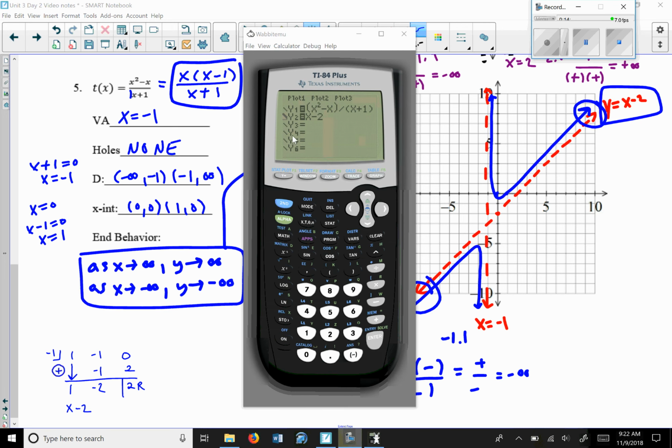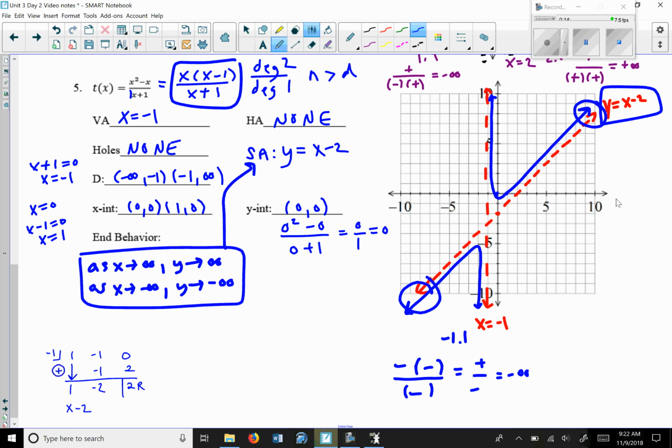So I went ahead and plugged this into my calculator along with the asymptote, a little bit thicker, so that you can see the end behavior. When I hit graph, here's the actual graph. And then next it's going to graph my slant asymptote, so you can see my end behavior is following that slant asymptote, but this is what our graph would look like.